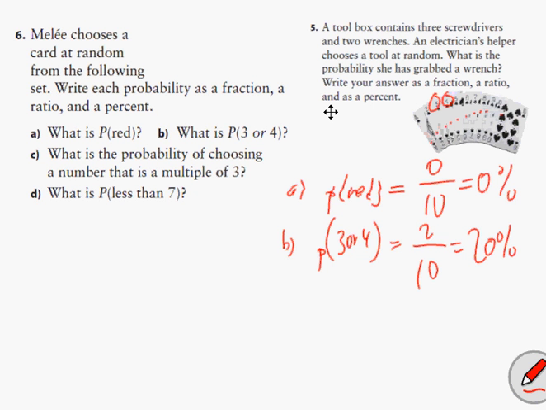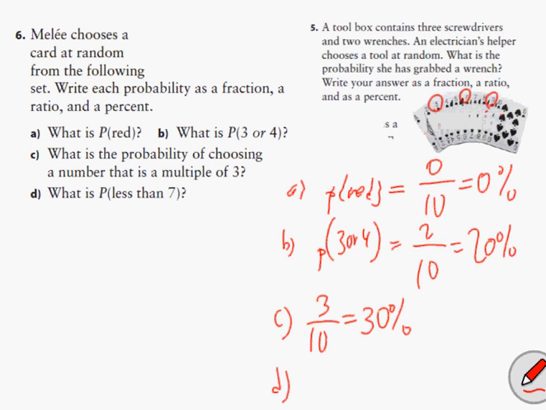Or an 80% probability of not. That's another way of looking at it. And C says, what is the probability of choosing a multiple of 3? Well, how many multiples of 3 are there? Well, 3, 6, 9, 12, those are multiples of 3. So we have a 3, we have a 6, and we have a 9. We have 3 out of 10, which translates to a 30% probability.